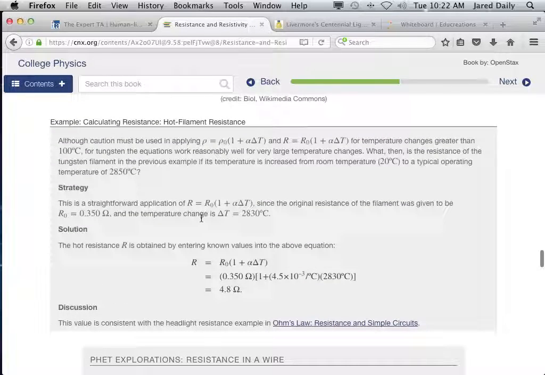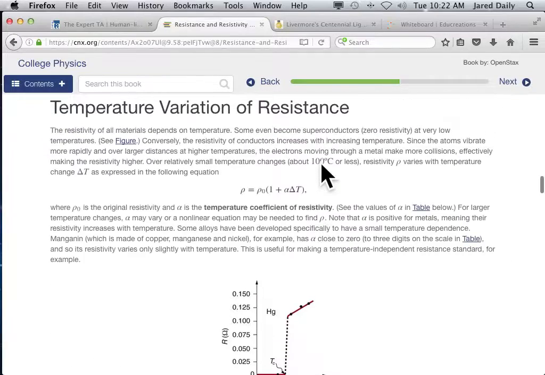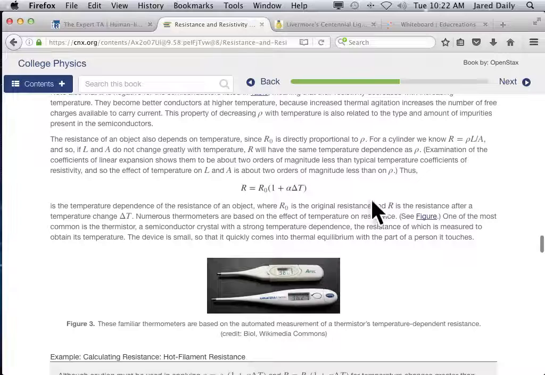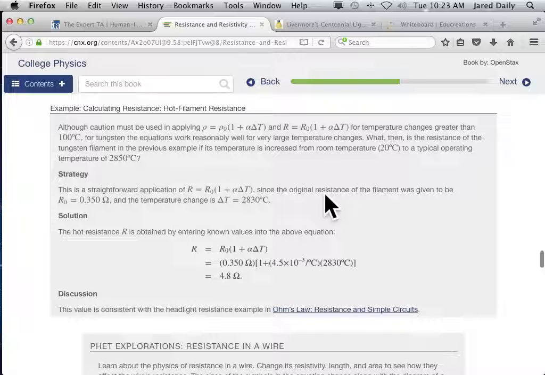So here's an example where we're going to change the resistivity of a material with temperature. Now, the first equation that they gave us was this one where the resistivity changes, but you can actually also use that just for resistance. You can use the same equation for the original resistance of a resistor and the final resistance after it's changed its temperature. So here we're going to use that second equation.